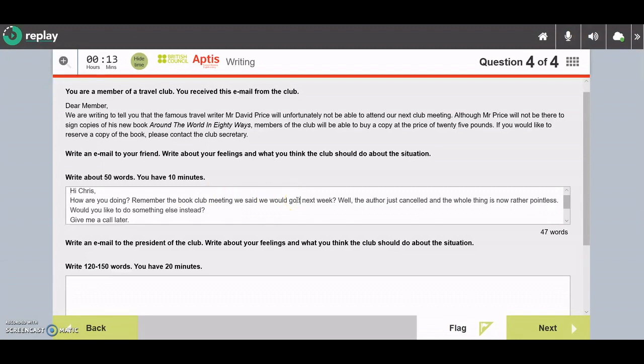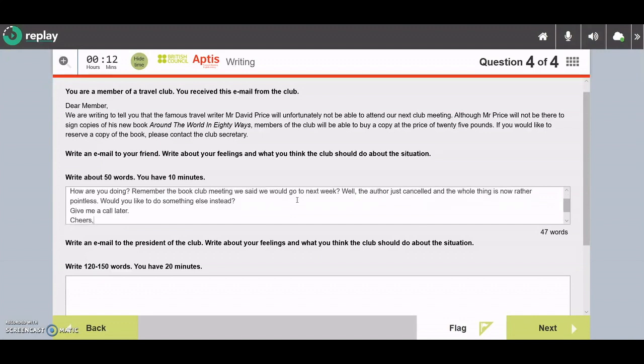I found a mistake. And then I fixed that. We would go to next week. Well, the author just cancelled and the whole thing is now rather pointless. Would you like to do something else instead? Give me a call later.